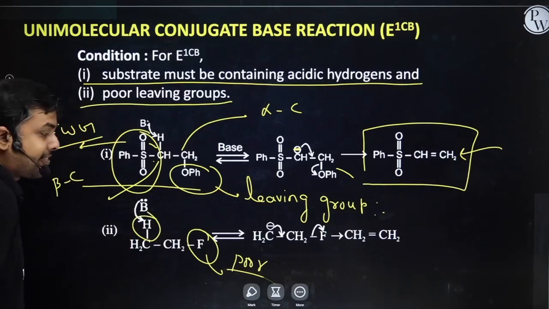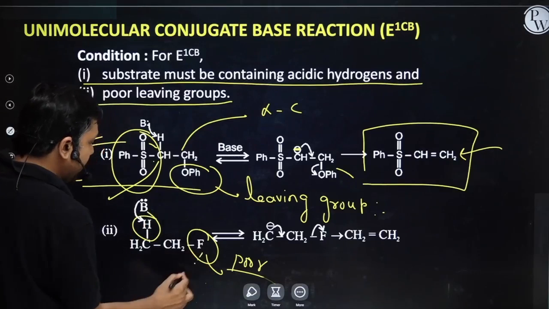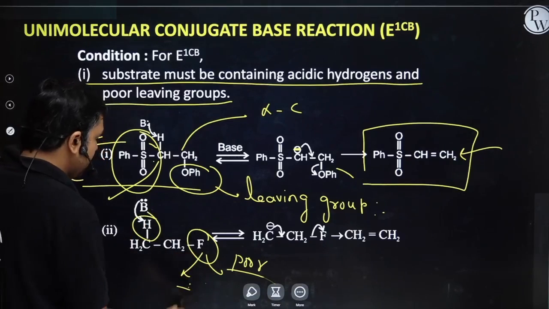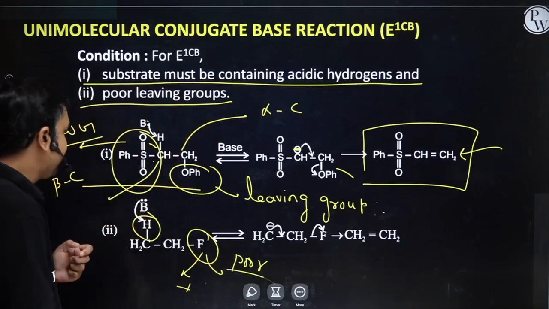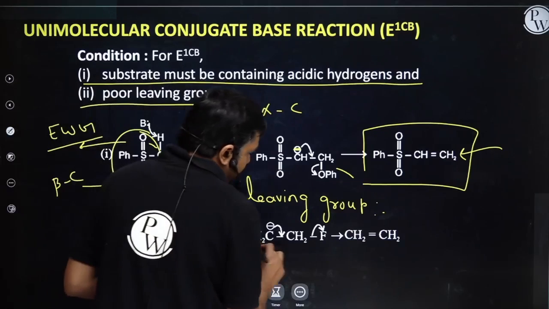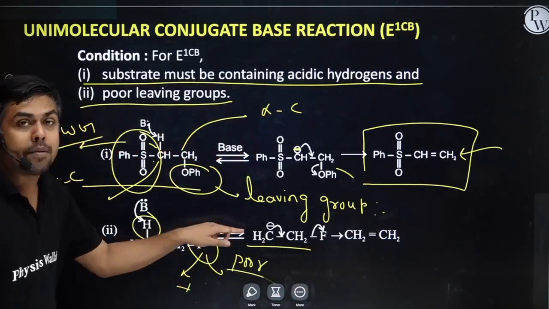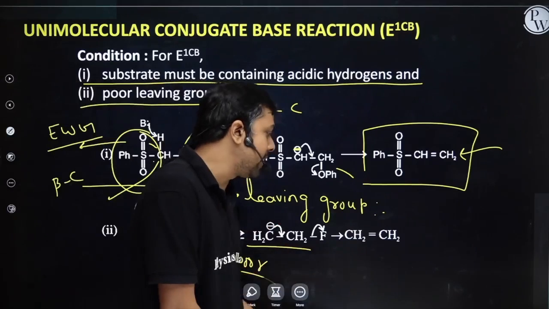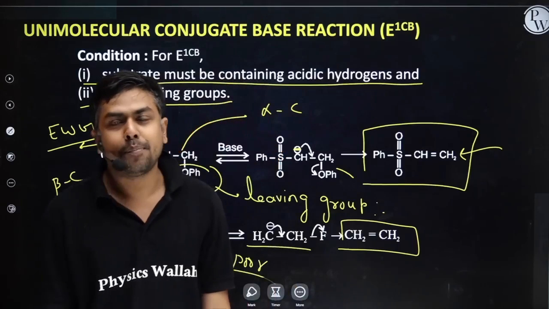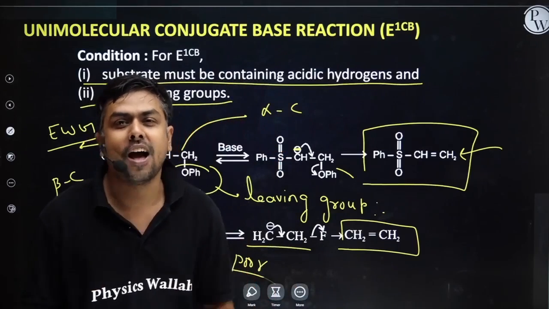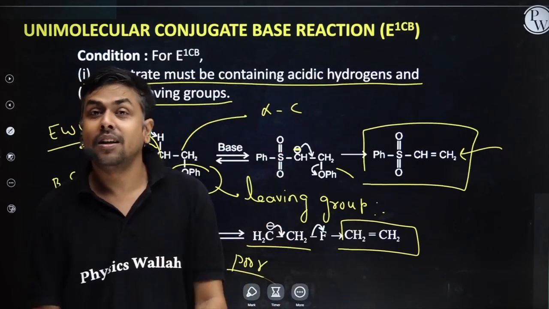Now this beta hydrogen is slightly acidic because of the presence of electron withdrawing group, the minus I group. It's making beta hydrogen relatively more acidic. Now the base is attacking here. It's leading to the formation of carbanion. This carbanion is delocalizing and is giving us alkene. Am I clear, students? So this is how even E1cB reaction occurs.